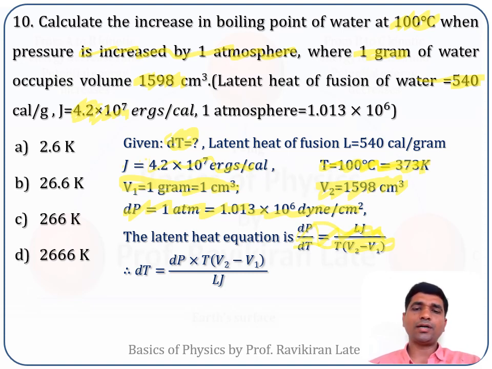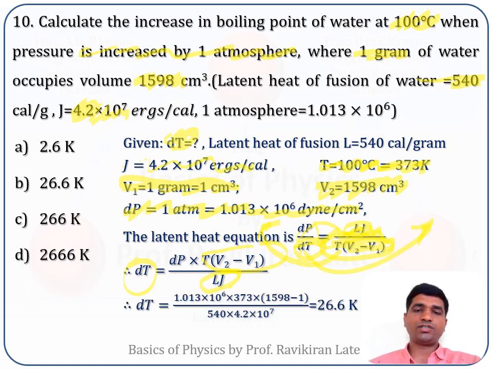As we need to calculate the change in the boiling point, I'll write this equation for dT. If I transfer dT to the other side, and transfer these terms from this side to that side, the terms which are divided go to multiplication, and the terms in the numerator go to the denominator. So the rearranged equation looks like this: dT is equal to dP times T times V2 minus V1, divided by LJ.